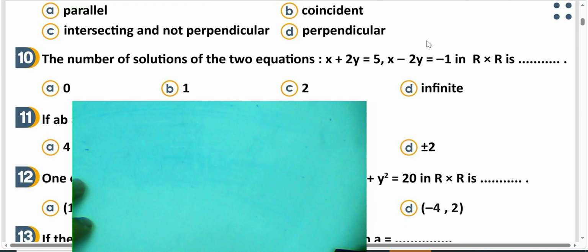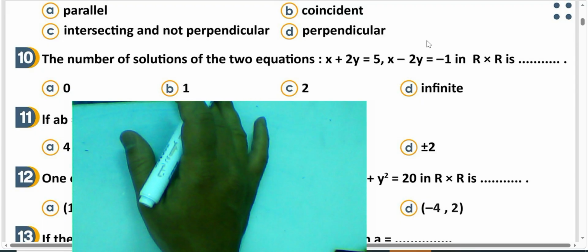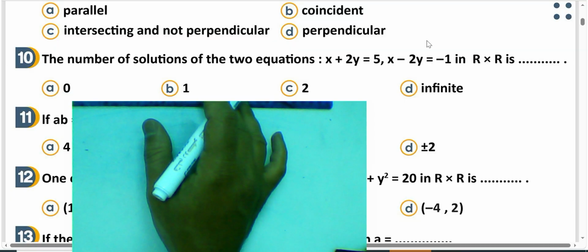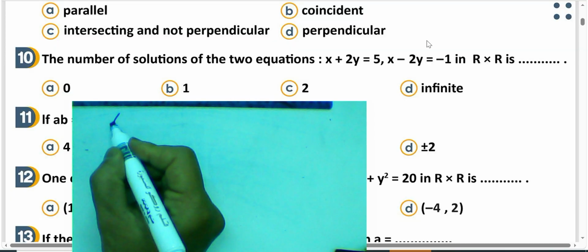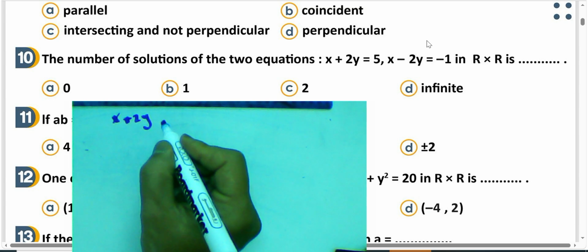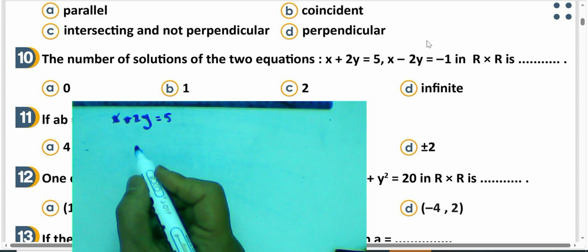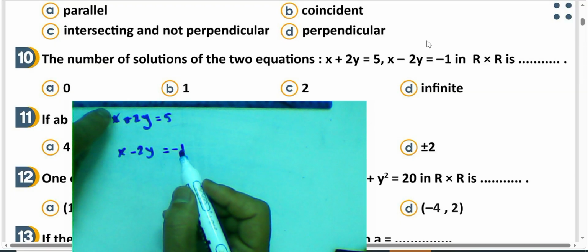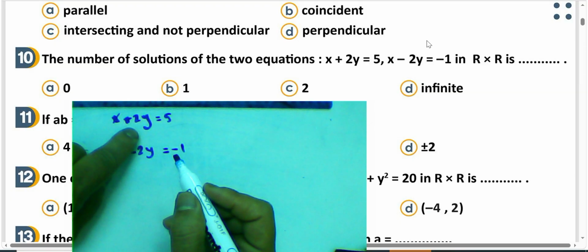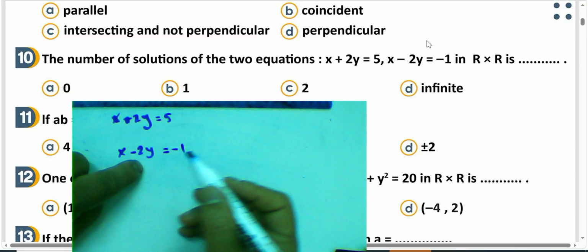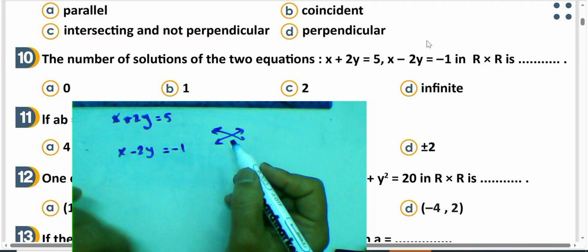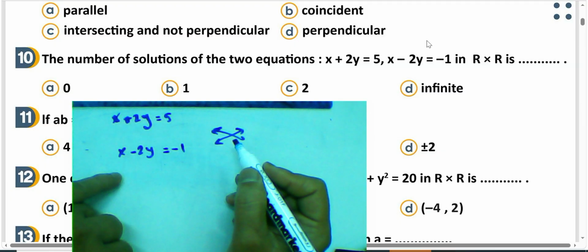Next question. The number of solutions of the two equations x plus 2y equals 5 and x minus 2y equals -1 in real numbers. He asked about the number of solutions. Look here. We have x plus 2y equal to 5, and the other equation x minus 2y equals -1. The coefficients of x are equal, but the coefficients of y are not equal. Then the two straight lines will intersect.